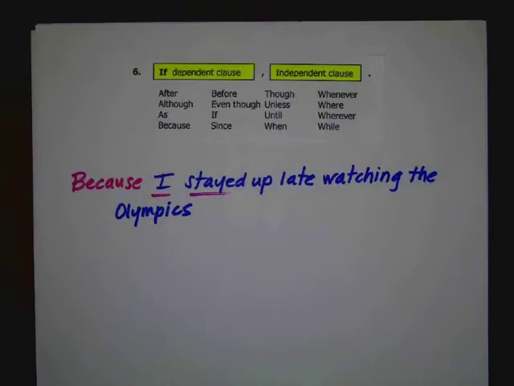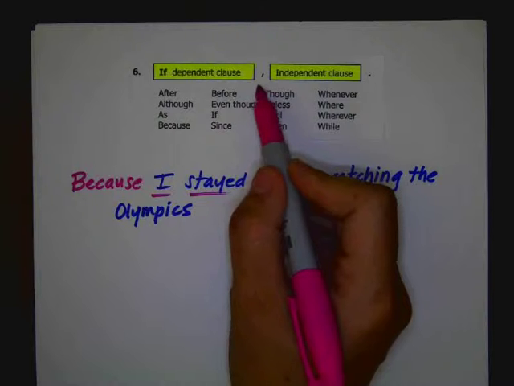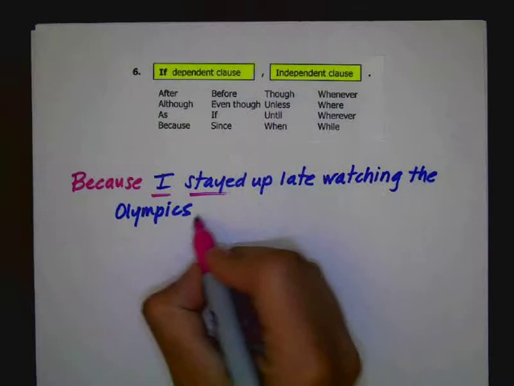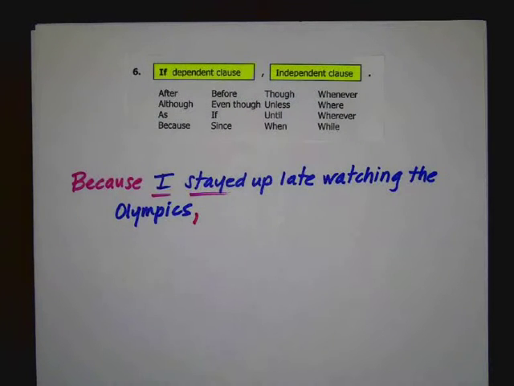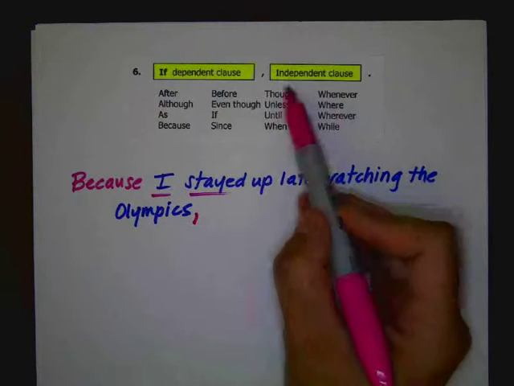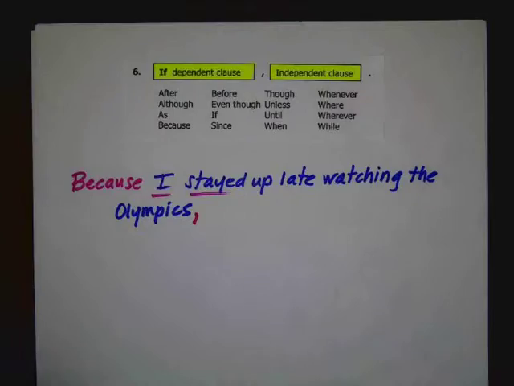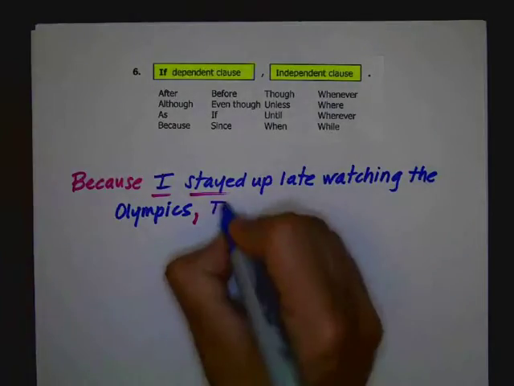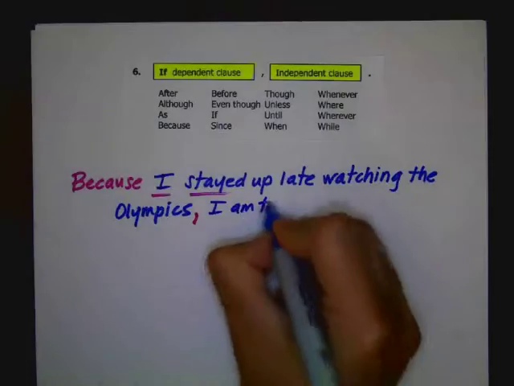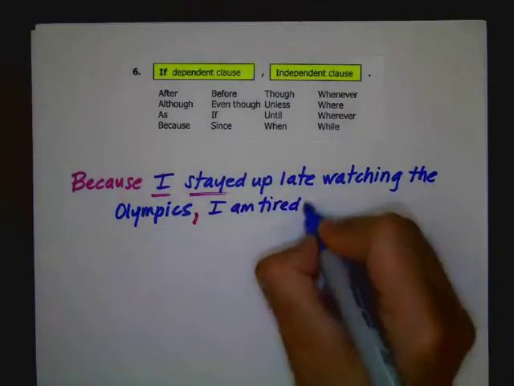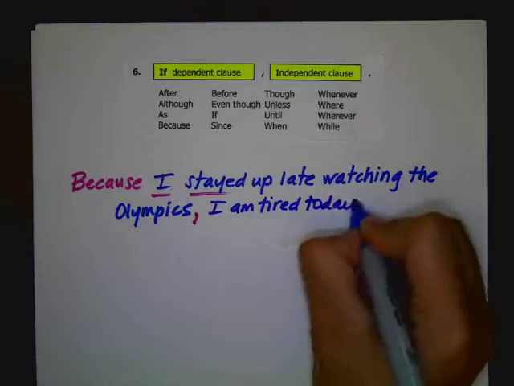All right, the next thing I'm going to do, looking at our sentence pattern 6, is insert a comma. Then I need, according to the pattern, another independent clause, or simply put, a sentence. Because I stayed up late watching the Olympics, I am tired today. Period.